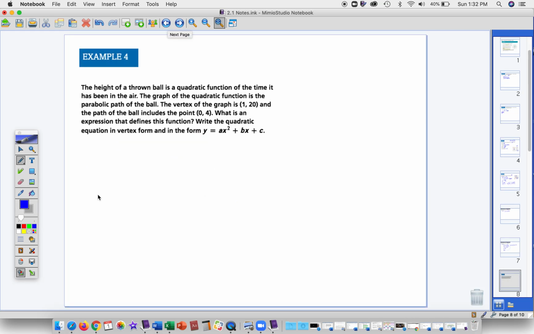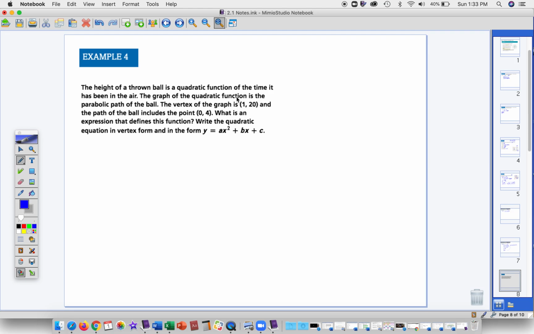Okay, example 4. So we have the height of a ball that's thrown is a quadratic function of the time it has been in the air. So the graph of the quadratic function is the parabolic path of the ball. Right, so the ball goes up and then it comes down. It's going to have that parabolic path. The vertex is (1, 20).